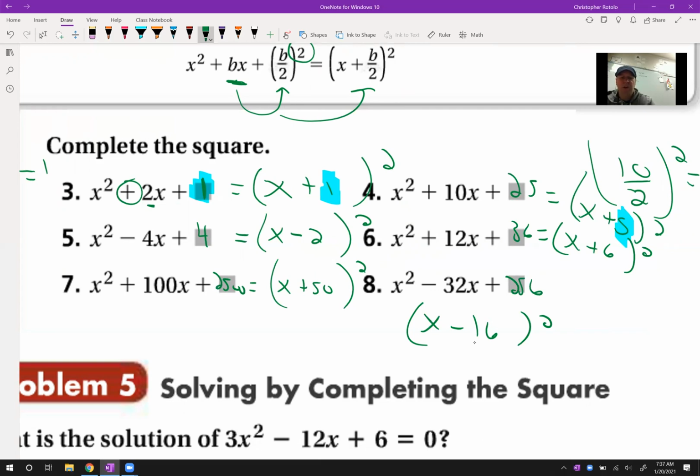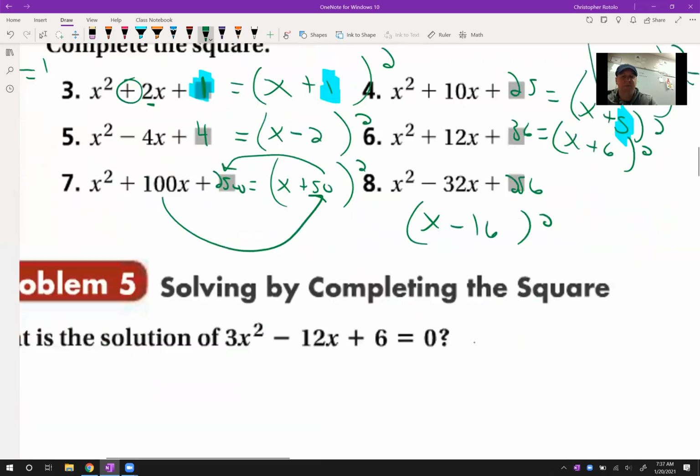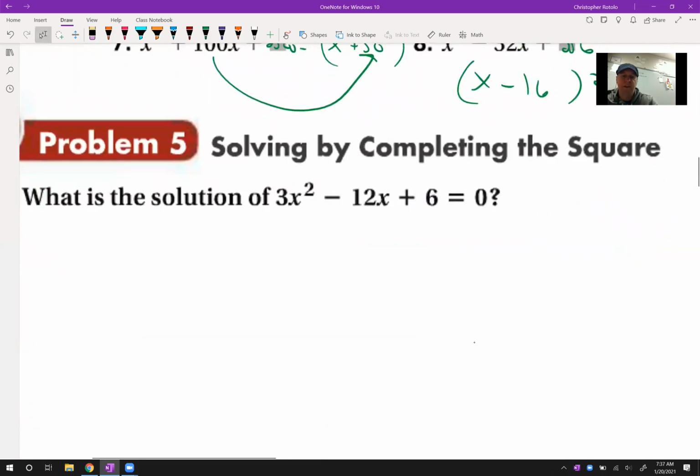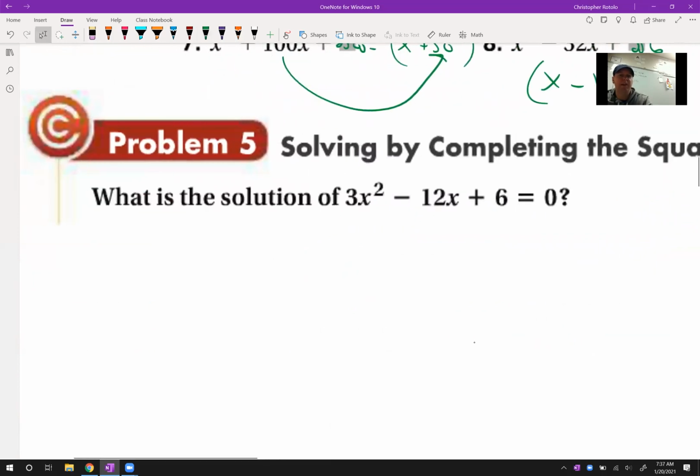All right, so that's the process we're going to do. We're going to take half of b. Half of b goes in here. We're going to square it, put it back there. Cool? Now, there's one thing we said at the very beginning: a has to be 1. If it's not 1, this isn't a suggestion. This is a must. So what we'll do is divide all of this by 3. So I have x squared minus 4x plus 2 equals 0.